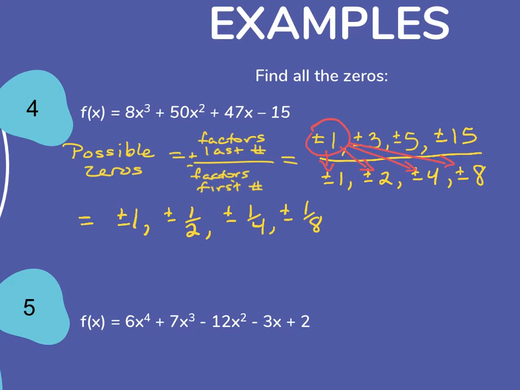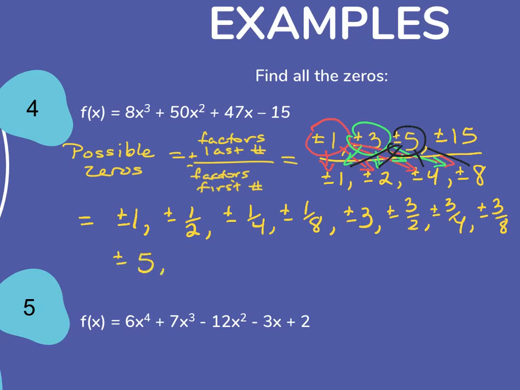Now I repeat the same process using the 3. Put a 1 in the denominator, a 2, a 4, and then the 8. So now I have plus and minus 3, because 3 over 1 is 3, plus and minus 3 over 2, plus and minus 3 over 4, and plus and minus 3 over 8. I'm now going to do the same thing with the 5. I'm going to put the 5 over the 1, the 2, the 4, and the 8. So now I have plus and minus 5, plus and minus 5 over 2, plus and minus 5 over 4, plus and minus 5 over 8. And lastly, I'll do the same thing with the 15. 15 over 1 gives me plus and minus 15.